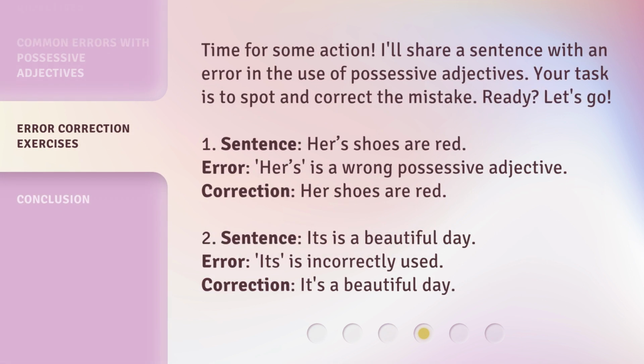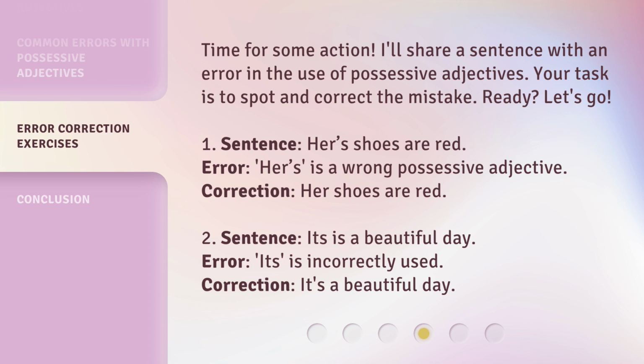Time for some action. I'll share a sentence with an error in the use of possessive adjectives. Your task is to spot and correct the mistake. Ready? Let's go. 1. Sentence: Hers shoes are red. Error: Hers is a wrong possessive adjective. Correction: Her shoes are red.